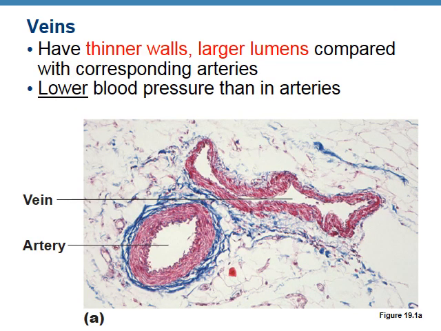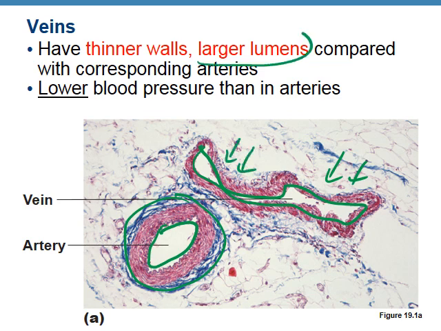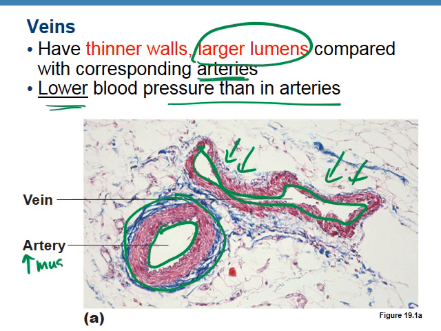Here's what I mean by larger lumens. So here's the artery, and here's the vein. Even though the vein looks kind of squishy, it's not a perfectly round circle, looks a little flabby and flat, it still has a larger lumen compared to the artery. Remember that veins have lower blood pressure than arteries. You can also see that the artery has increased muscle. So the artery has a little bit more muscle than a vein does, because arteries are going to do what? They can do vasoconstriction or they can do vasodilation.